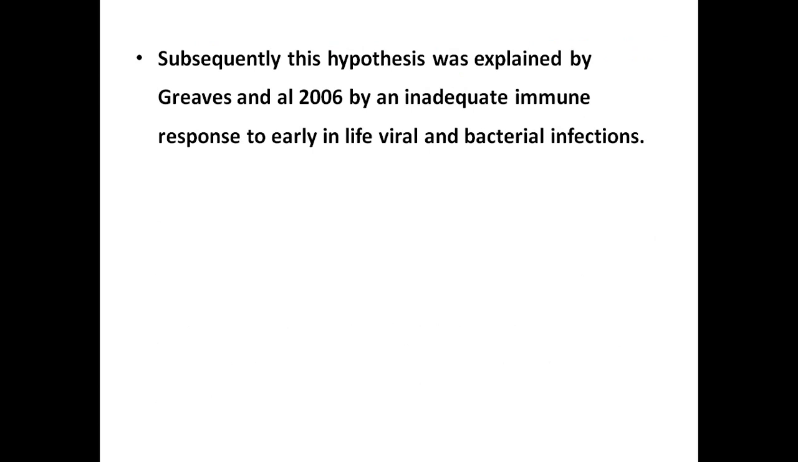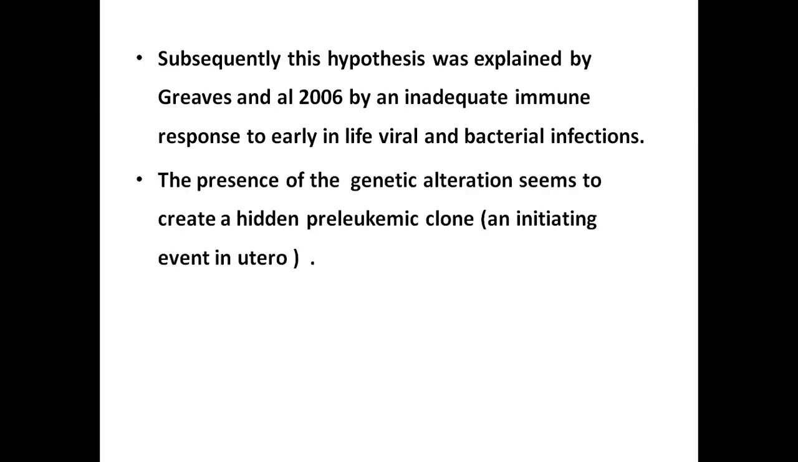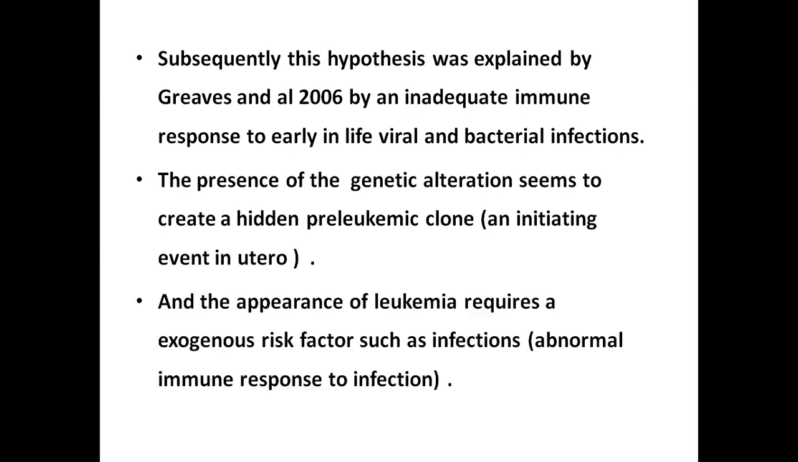Subsequently, this hypothesis was explained by Greaves and collaborators in 2006 by an inadequate immune response early in life to viral and bacterial infections. The presence of the genetic alteration seems to create a hidden pre-leukemic clone as an initiating event in utero. The appearance of leukemia requires an exogenous risk factor such as infections, which will give the abnormal immune response to infection.